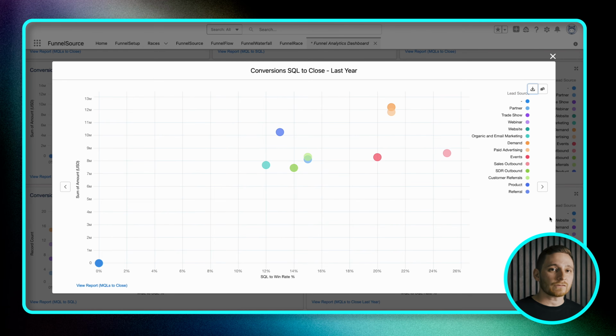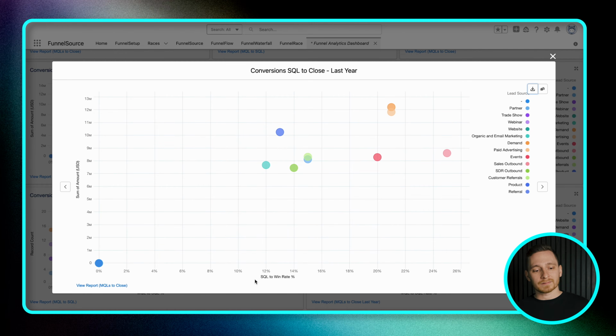I'm gonna open one of these as an example. So this chart is taking a look at the conversion rates from SQL to closed won, and also looking at how much volume of closed won deals those lead sources are producing. So you'll see on the x-axis here is going to be that SQL to close won conversion rate. So the lead sources further to the right have higher conversion rates than the lead sources further to the left.